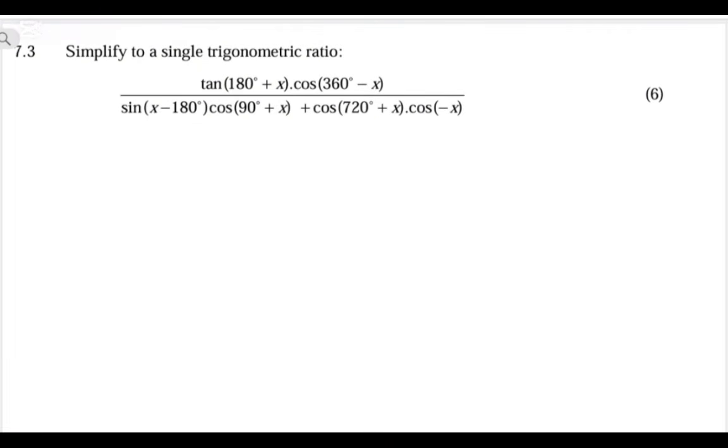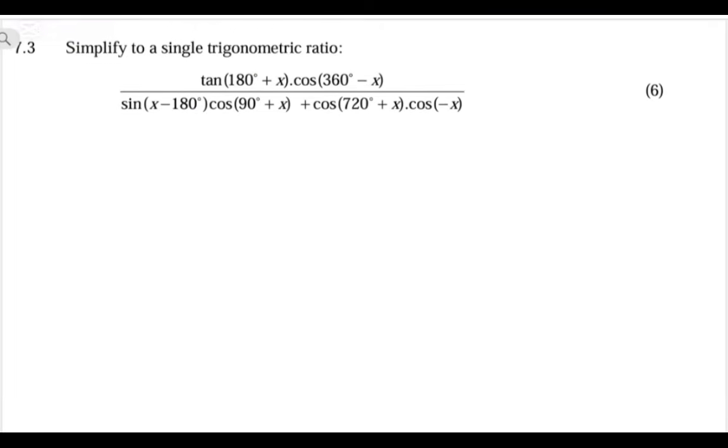So 7.3, they say simplify to a single trig ratio. So this is a simplifying question. I want you to notice something about the simplifying of trig ratios. There is something that does not change each and every time. There is this maths app that you can find on Google Play or the Apple App Store.